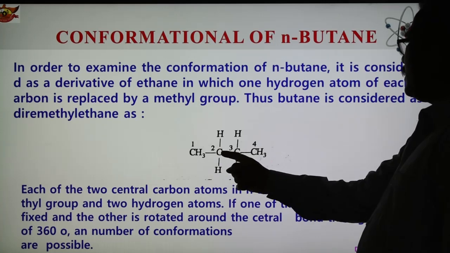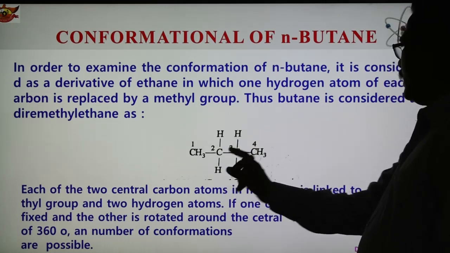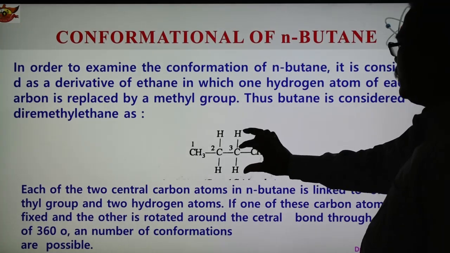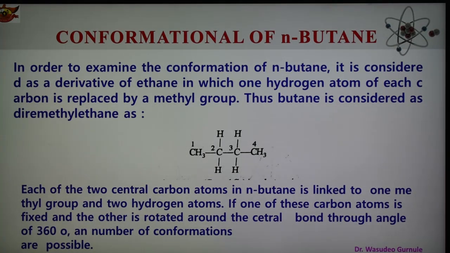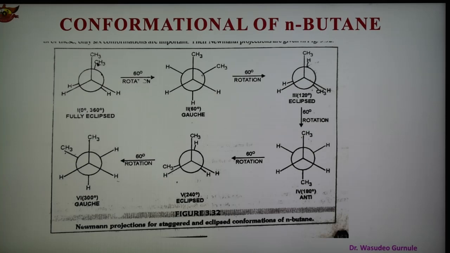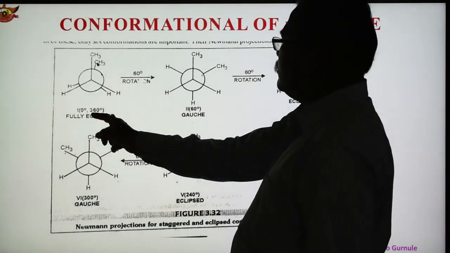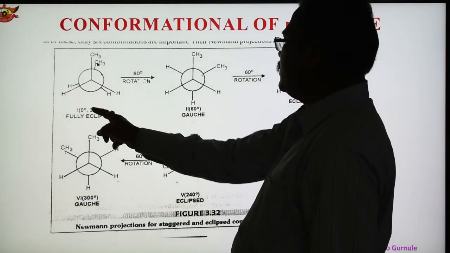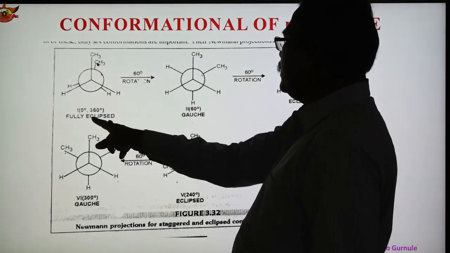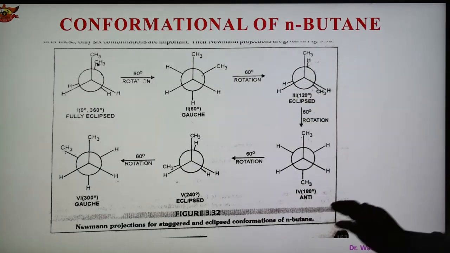So this is the carbon-carbon single bond. We fix this carbon, and we rotate the other carbon through 360 degrees. Then a number of conformations are possible, but out of all these conformations, only 6 conformers are important. What are the 6 conformers that we are going to discuss here? These are the 6 important conformers of N-butane. When the angle is 0 degree or 360 degrees, this is the situation known as fully eclipsed.